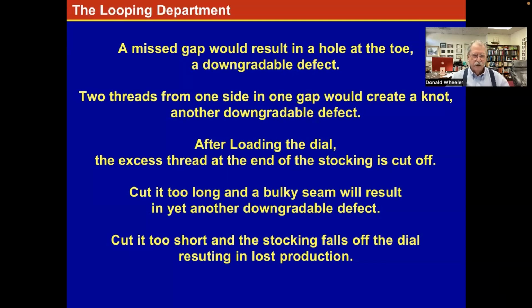After the stocking was threaded onto the dial, the end was trimmed. If it was trimmed too long, the seam would be bulky, resulting in a downgraded stocking. If it was trimmed too short, the stocking would fall off the dial, and the operator would have to start all over again, which is bad form when you are being paid by the piece. After being trimmed, the toe of the stocking was stitched by the looping machine, and the finished stocking was automatically ejected into the looper's production box.